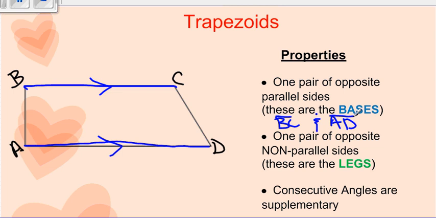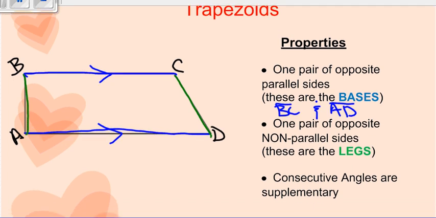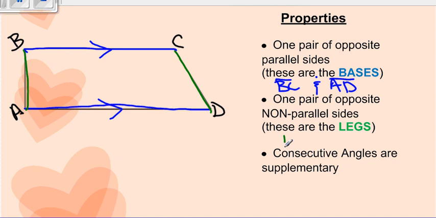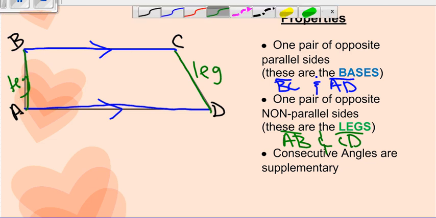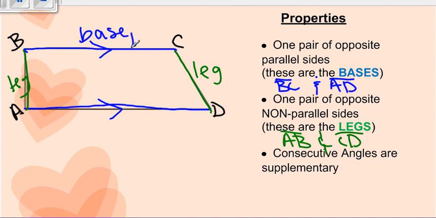And then they have one pair of non-parallel sides. And these are known as our legs. So I'm going to highlight those in green. Okay. And there are special times when those legs are going to be equal to one another, but they will not always be in the case of a trapezoid. So if I'm going to label those, they are AB and CD. Okay. So again, these are the legs. And I'm going to label it base 1, base 2.